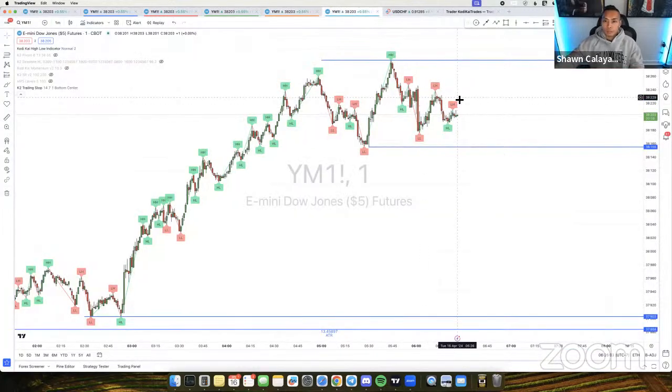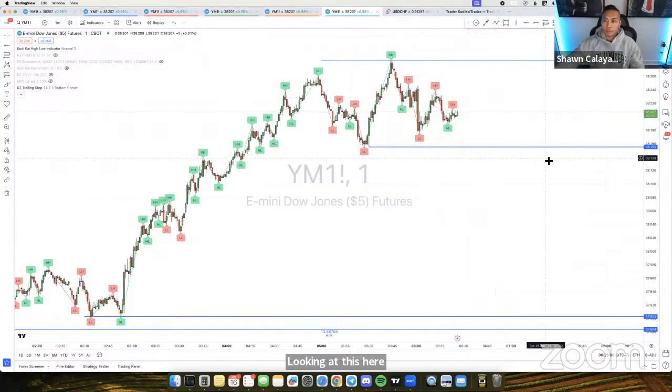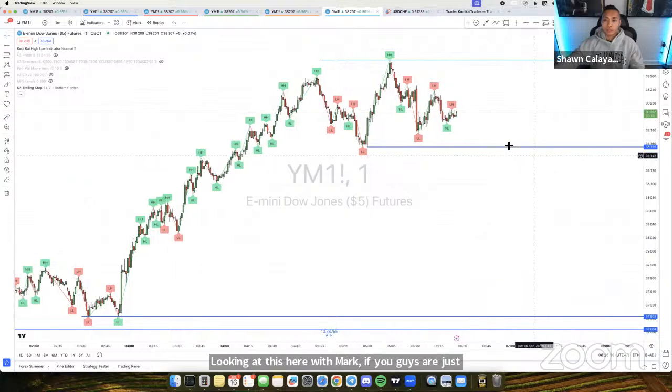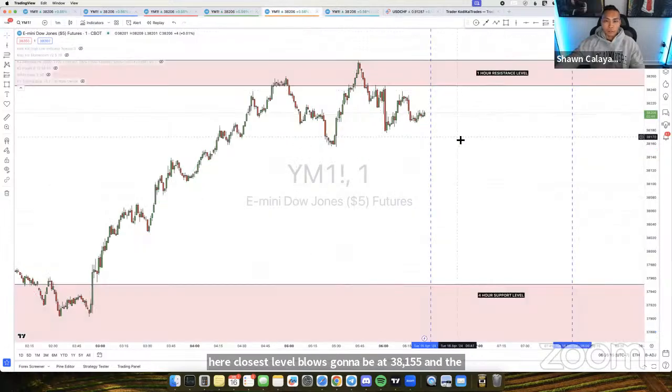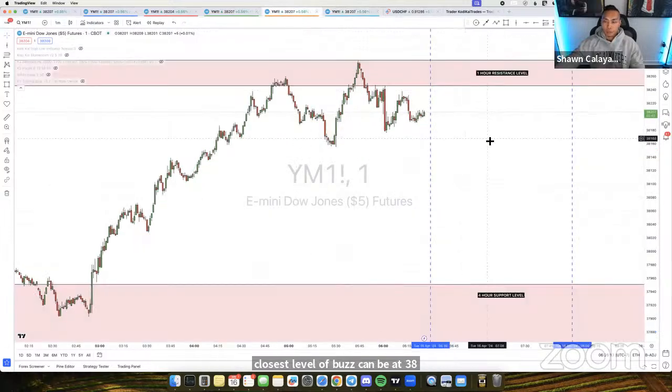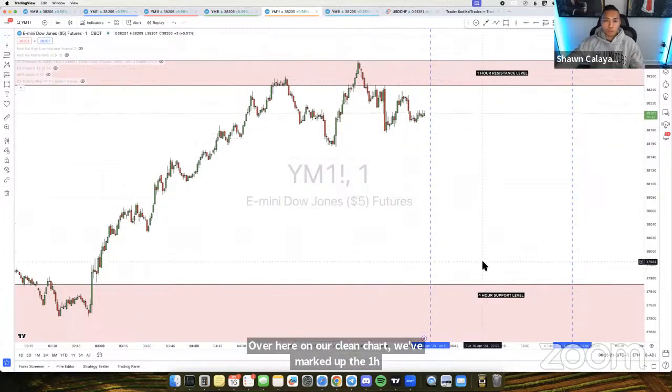So looking at this here, we've marked up liquidity. If you guys are just joining in, again, there's liquidity marked up right here. Closest level below is going to be at 38,155. And the closest level above is going to be at 38,284. Over here on our clean chart, we've marked up the 1-hour resistance level, which price is currently rejecting off. And we have the 4-hour support level down below.